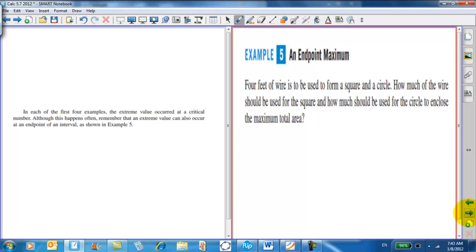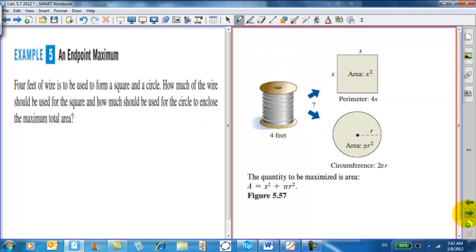Now let's do one example where you have an endpoint maximum, which is what we're just talking about. 4 feet of wire is to be used to form a square and a circle. How much of the wire should be used for the square and how much should be used for the circle to enclose a maximum total area? So here's the quantity to be maximized: x squared plus pi r squared. To maximize that, that's our primary equation.